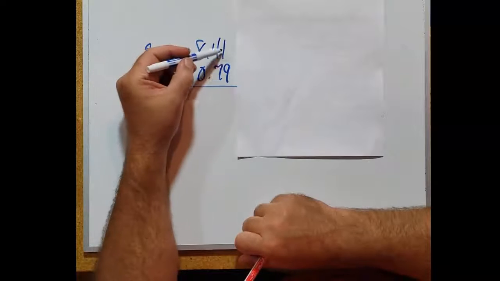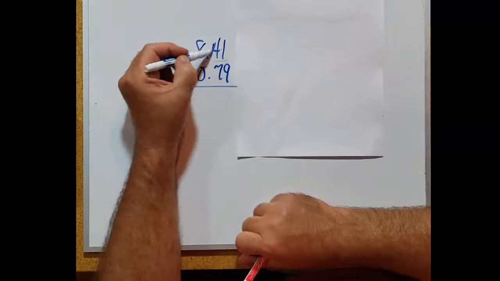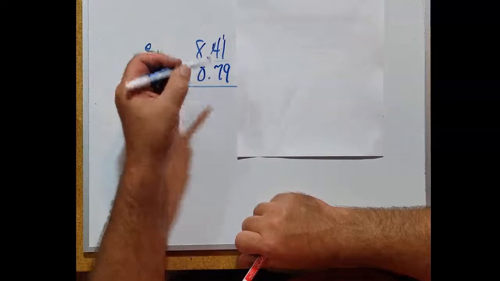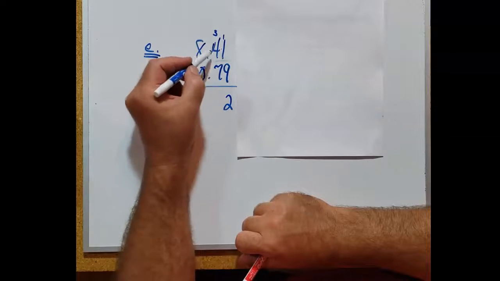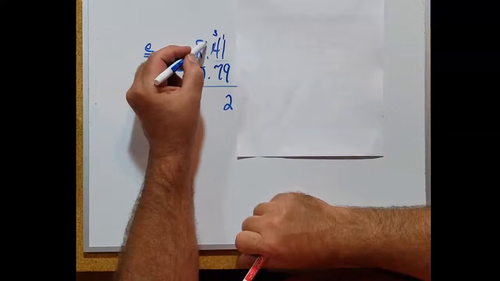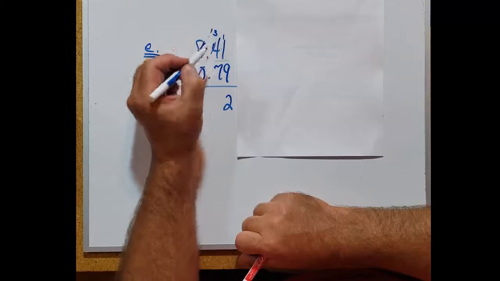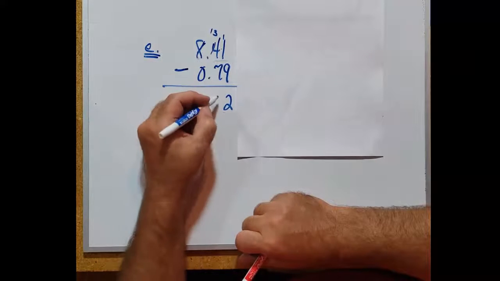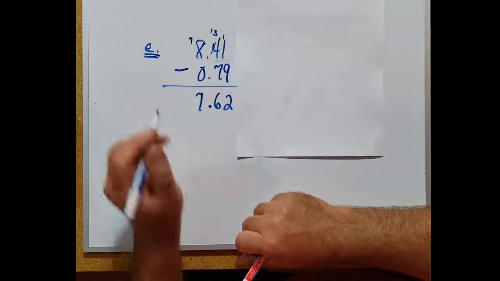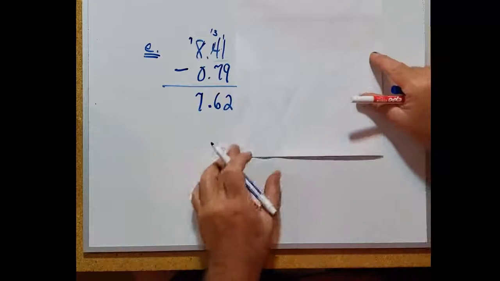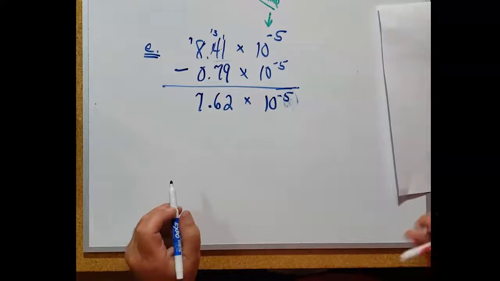All right. 1 minus 9, well, I got to borrow. All right, I'm going to borrow 1, so this will be 11. 11 minus 9 is 2. All right, now this is a 3 now because I borrowed from it. I got to borrow again. So it's 13 minus 7 is going to be 6. Don't forget I borrowed from the 8, so that's going to be 7. It'll be 7.62 times 10 to the -5.